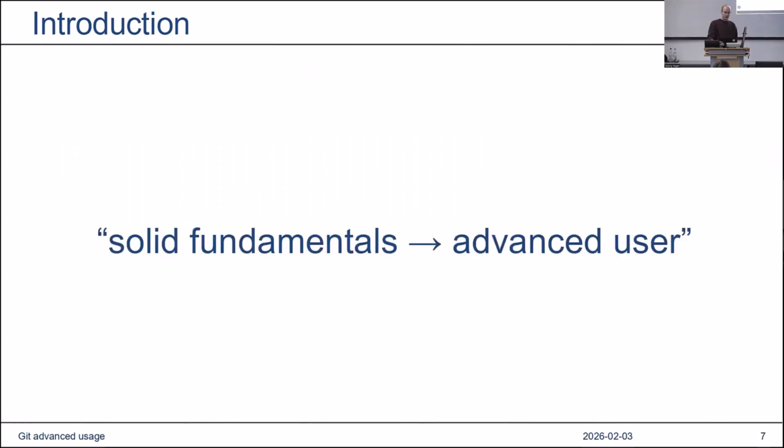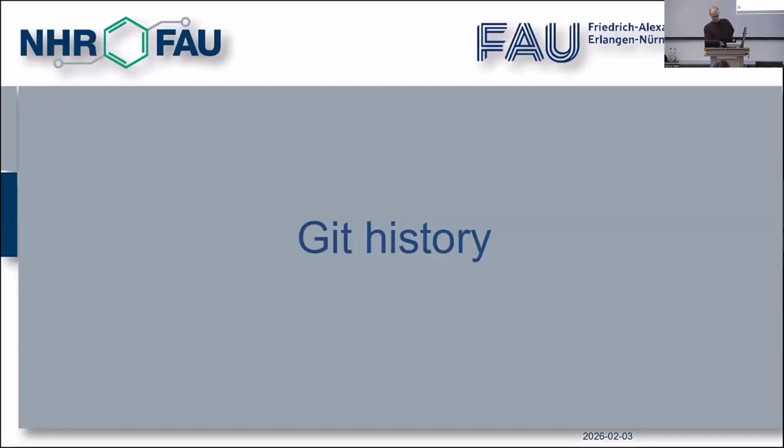So I really try to boil it down to what makes an advanced user. It's really about having solid fundamentals, because if you have solid fundamentals, you can read Git error messages, you know what they mean, and then you can start to look up the right things. And once you know how to look up the right things, things get really, really easy. For me, that's being an advanced user.